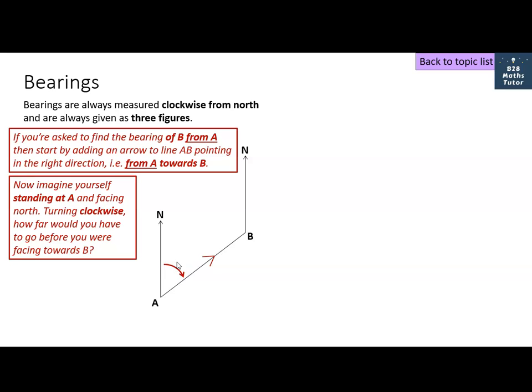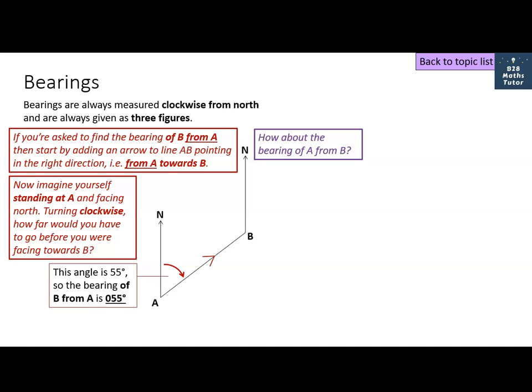So what angle have you turned through there? This is a 55-degree angle. So the bearing of B from A is 055 degrees. Remember, it's got to be 3 digits. You can have something after the decimal point as well, but normally we just use whole numbers of degrees.